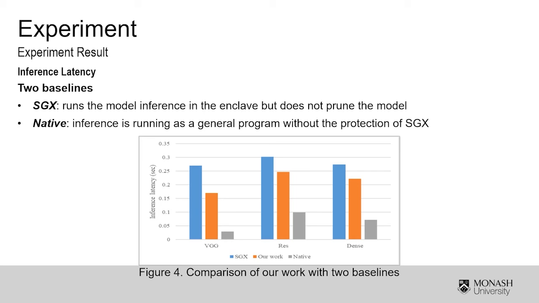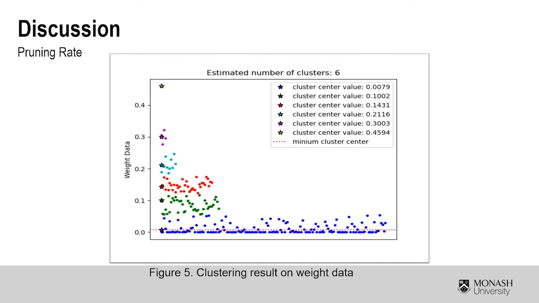This figure also compares the inference speed of the unpermed model running in the native operating environment with the permed model running in the SGX enclave. Although our solution incurs an extra inference latency, it is still a significant improvement compared to directly porting the inference service into SGX. Now let's move to the discussion part.